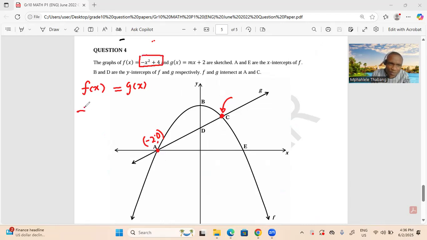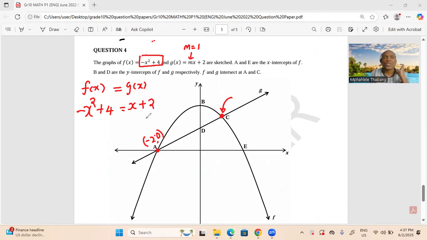So you say negative x squared plus 4 equals to, what is my g of x? My g of x equals to mx plus 2. Remember, we found this m, it was 1. So g of x equals to 1x plus 2. I won't write that 1 because 1x, it's x. So this is just x plus 2. G of x is x plus 2.